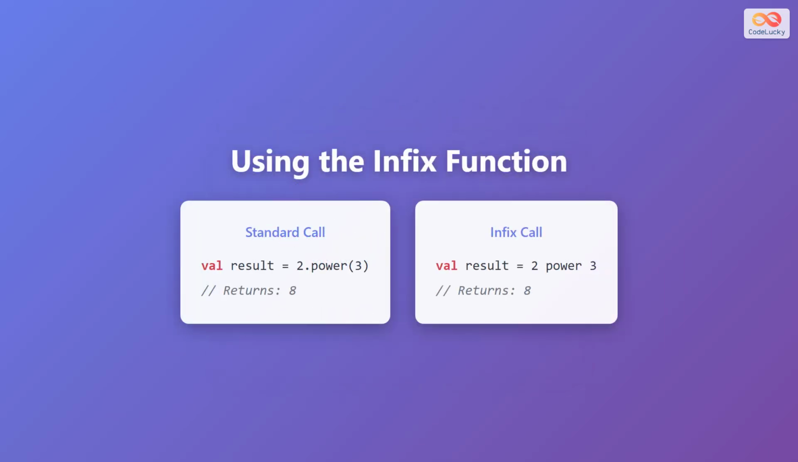Now let's see how to use our power function. On the left, you see the standard way, val result = 2.power(3). On the right, you see the infix way, val result = 2 power 3. Both return 8, which is 2 raised to the power of 3. The infix version is much more readable and feels like a natural mathematical expression. You can choose either syntax depending on which fits better in your code context.